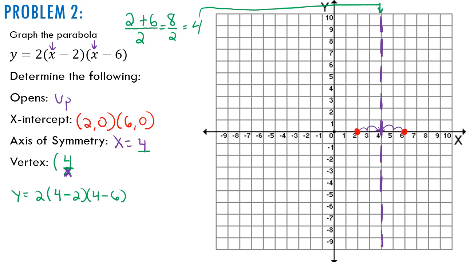4 take away 2 is 2. 4 minus 6 is negative 2. 2 times 2 is 4. And negative 2 there. So 4 times negative 2 is negative 8, comma, negative 8. So now my point is at positive 4, negative 8. And now I have my 3 points, so now I can graph my parabola. And that's factored form.